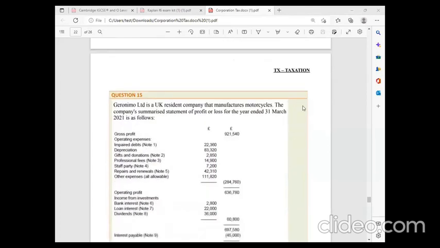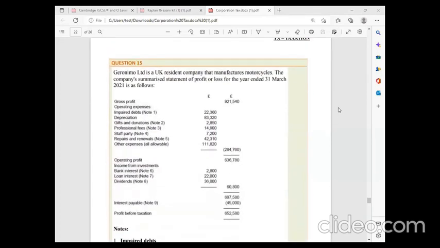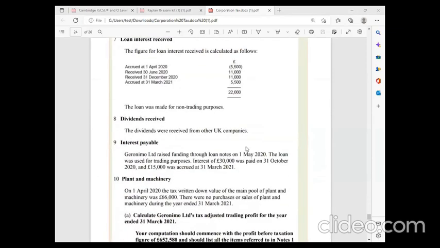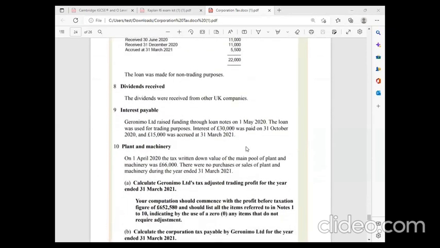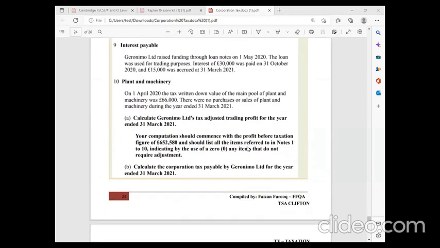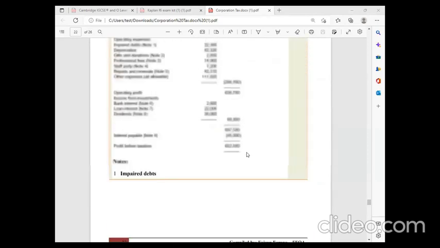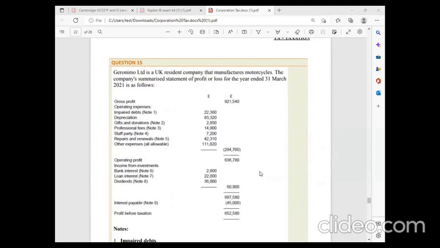There is an assignment, question number 15. I already sent you the handout. You have it now. This is a big question, but it's not a difficult one. Allowed, not allowed, TTP, plant and machinery, capital allowance, everything is there. So this is your assignment. Please do that one as early as possible, and then we can say that it's almost the end of corporation tax.